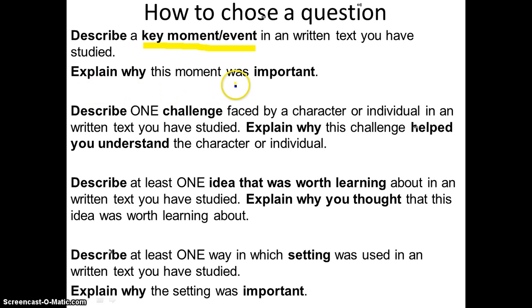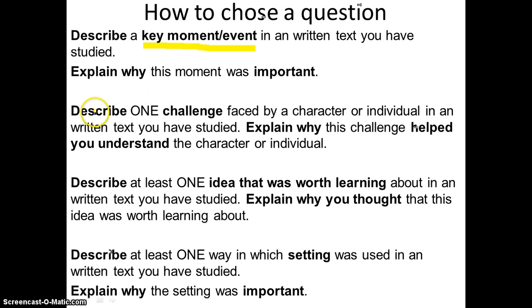And explain why this is important. Well, I think it would be quite easy to come up with lots of reasons why that is important. Like, for example, it shocks the reader, it introduces us to the realities of war, for example. So that definitely is a possibility.